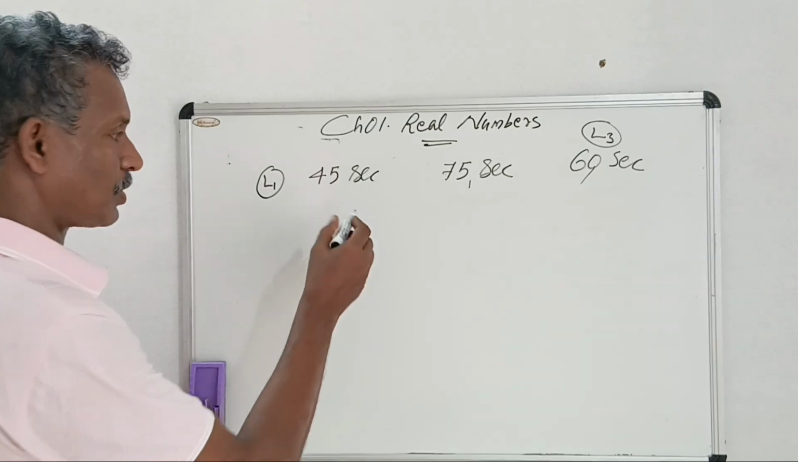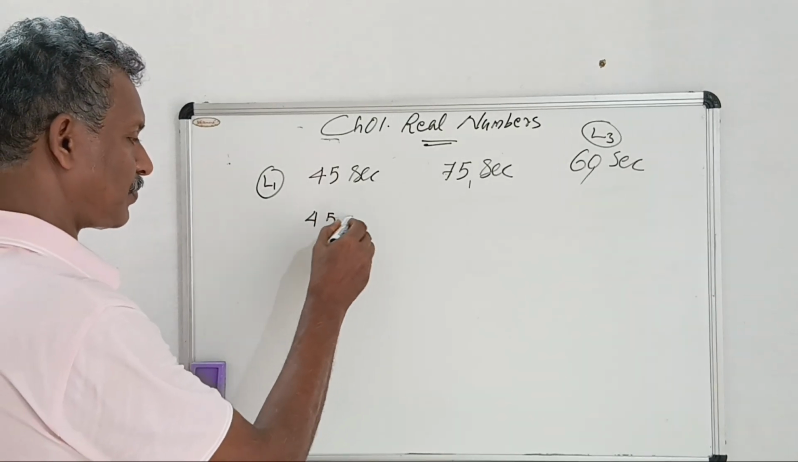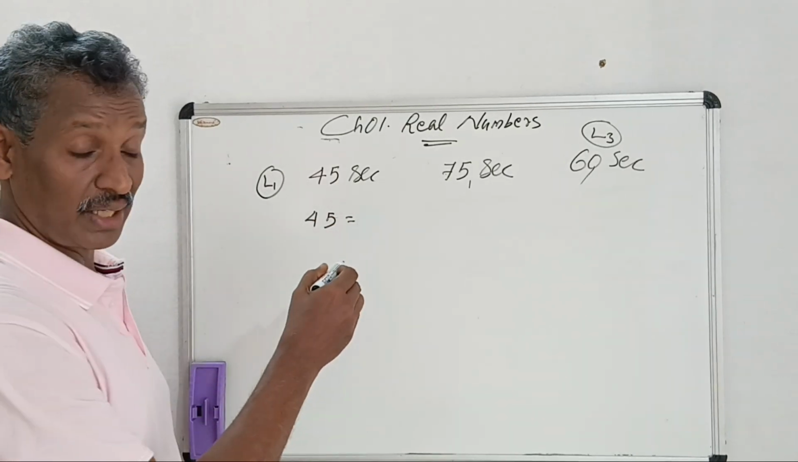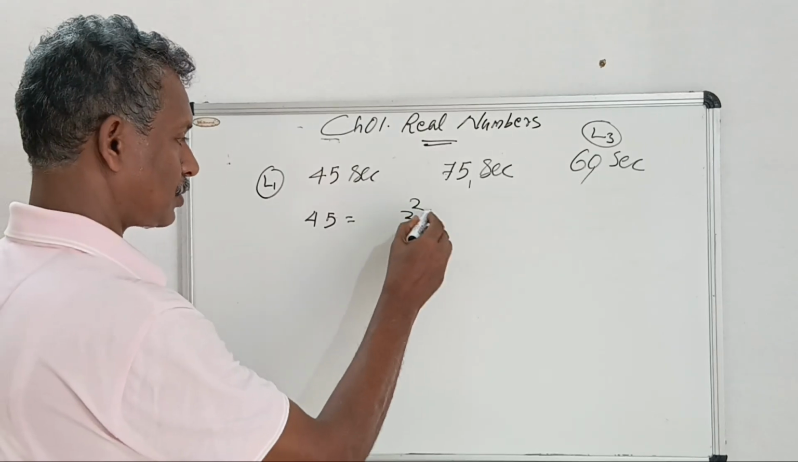Find the LCM. For this we take the factorized form of 45. 45 means 9 5s are 45, you can write 3 square into 5.